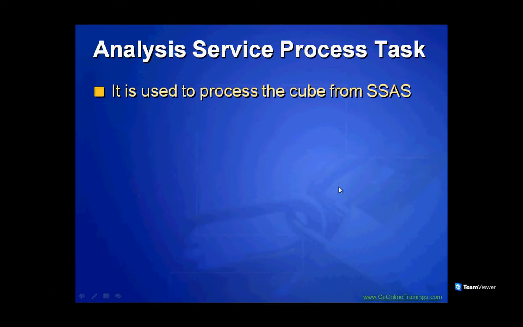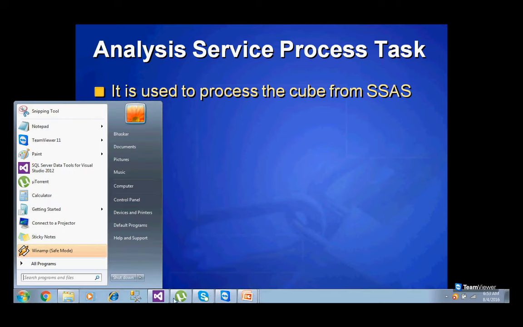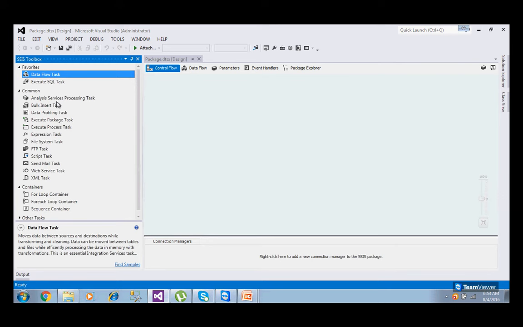Now the third task is the analysis services processing task. Here you have a cube which is prepared or created in SSAS that you want to call from here for processing purposes. We're going to learn in SSAS how to process the cube and so on, so then we'll see this task.